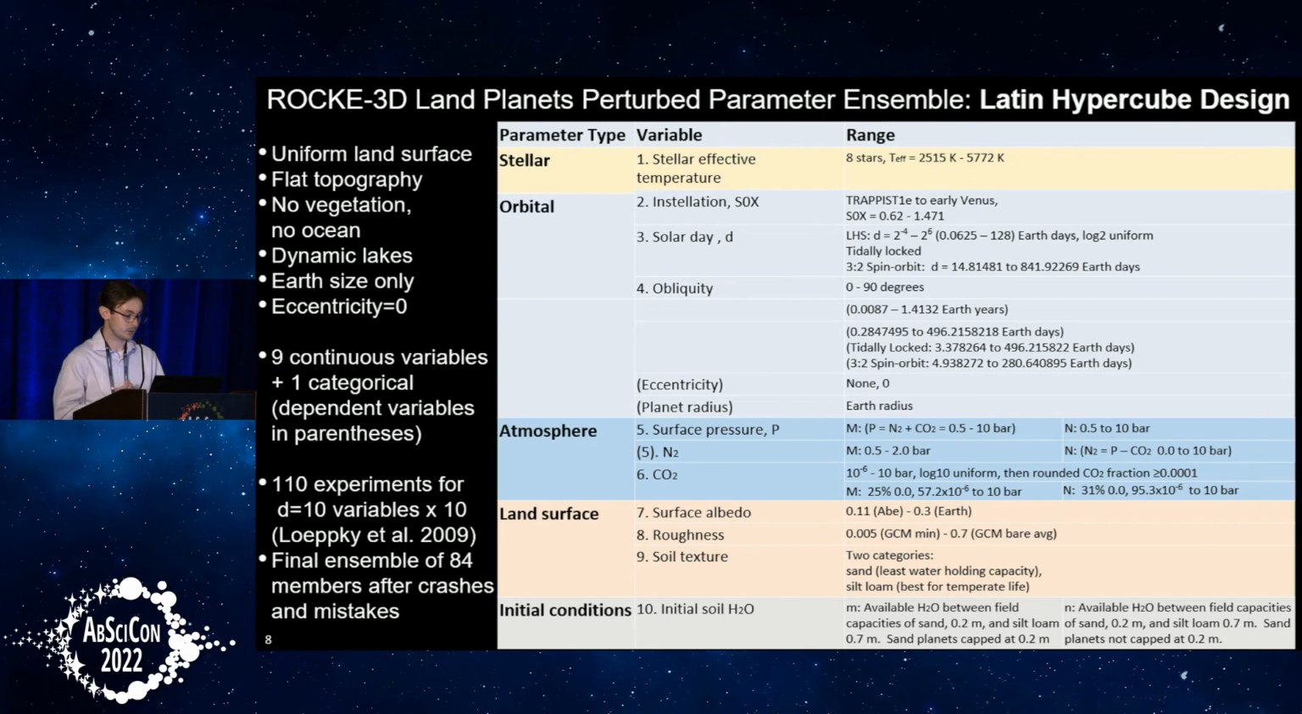They used a Latin hypercube design. Again, you can learn more about that on Friday. But basically, they sampled 9 continuous variables, such as the stellar effective temperature, different orbital properties like solar day and obliquity, and also altered things like the CO2 content, the nitrogen content, and a bunch of other things as well. In the end, they ended up with 110 experiments, but after crashes and mistakes, there were about 84 final experiments, which still provided a robust sample of these different parameters.